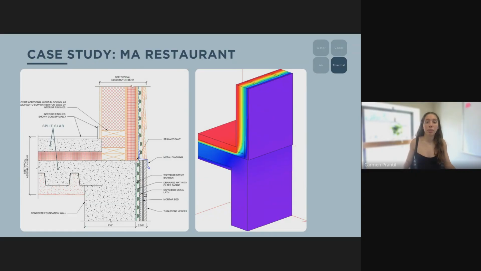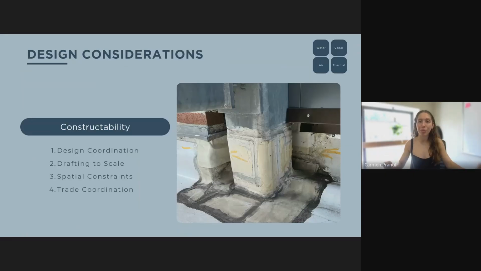So this really tells us that we can use tools like this in early design and schematic design to inform good design decisions before we're locked into certain assemblies. So we can catch concerning conditions, again, when there's still a lot of pivot room. Okay, and then I just want to wrap up by stepping back and looking holistically at all four barriers and some design considerations that we should consider across the board as well.